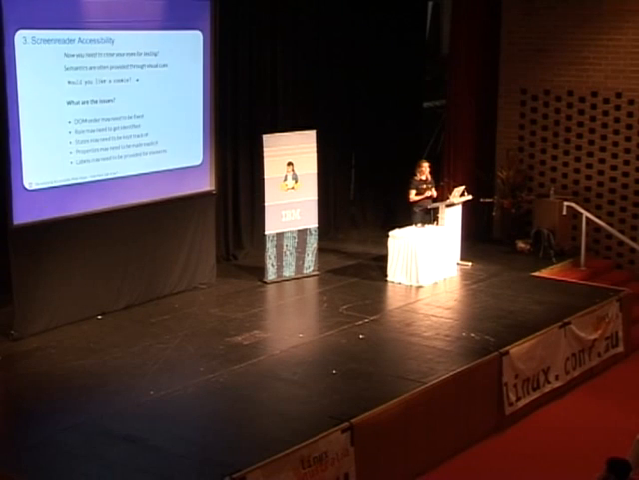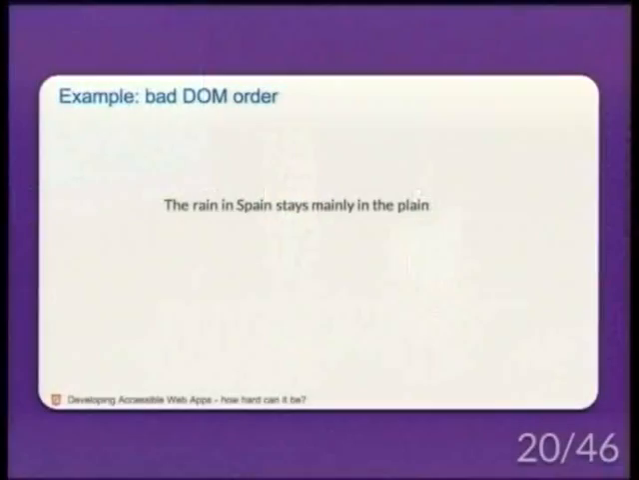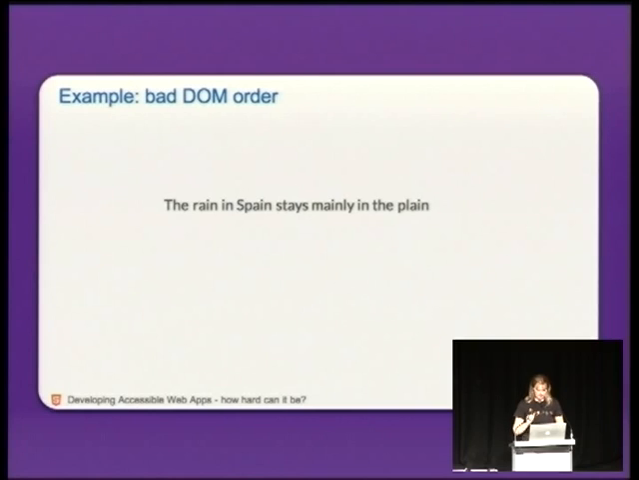They help us through additional attributes to make our application screen reader accessible. And finally, of course, the labels. That takes us 360 degrees back to where we started originally. So let's do some of this stuff. Here's a bad DOM order example.